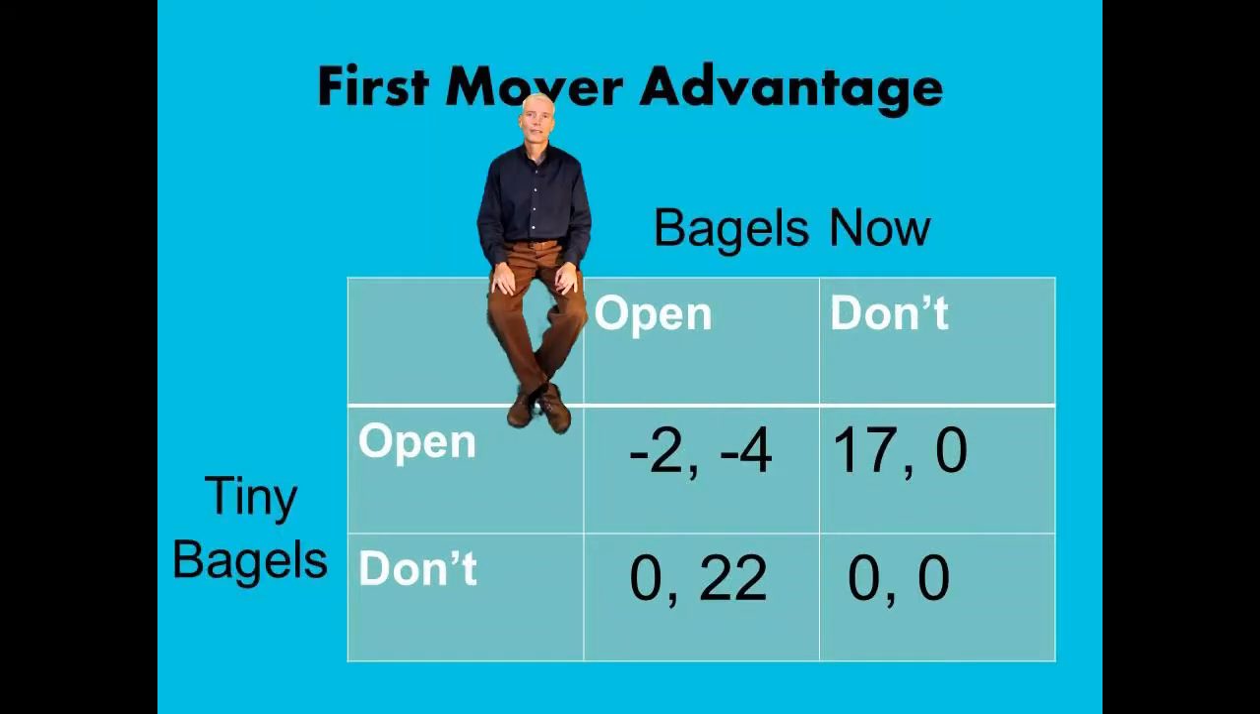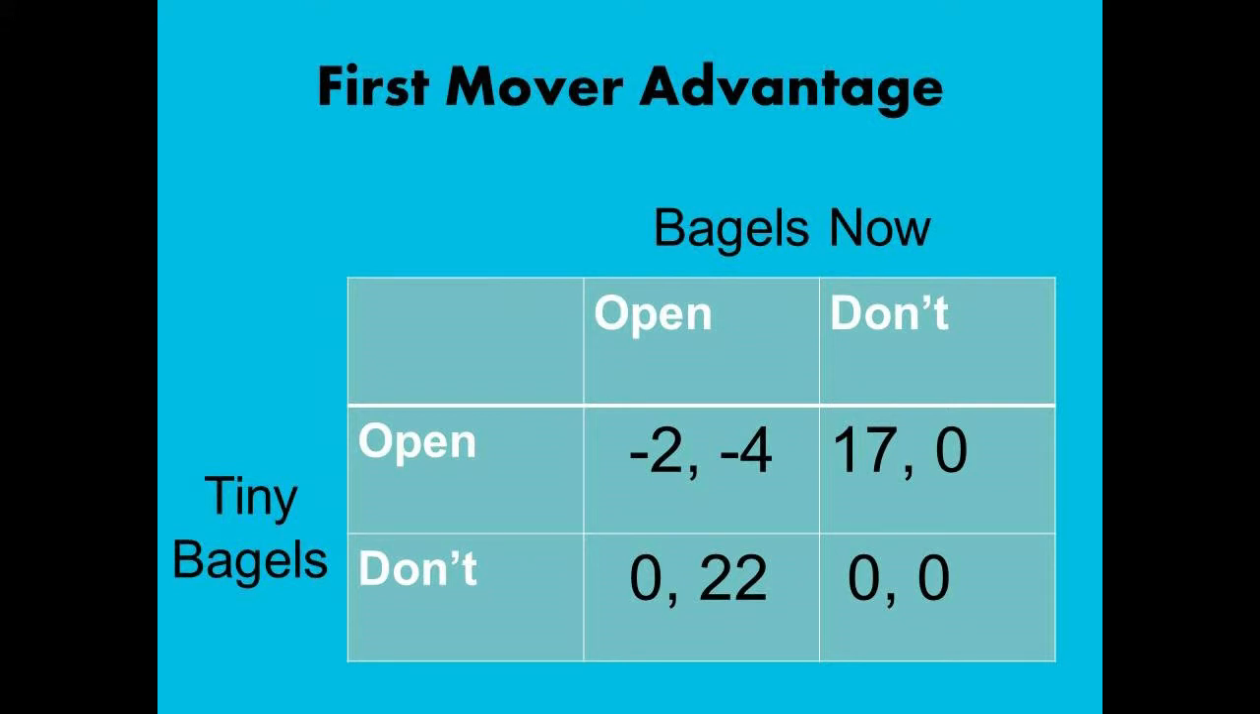Suppose the titans of the bagel industry, Bagels Now and Tiny Bagels, both want to open a bagel shop in the same town, but the town's not big enough for both of them. In this first mover advantage game, the payoffs are profits in thousands of dollars, or, if they are negative, losses. If they both open a bagel shop, they divide the bagel customers between them, and they both lose money. If neither company opens a shop in the town, neither company earns any profit.